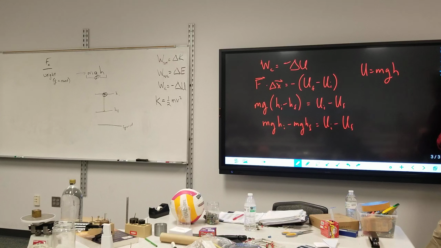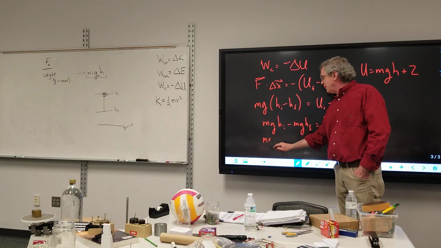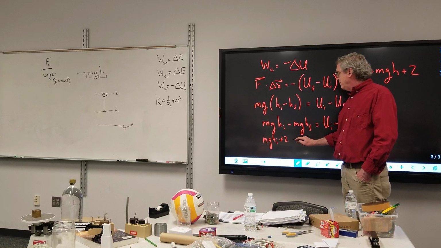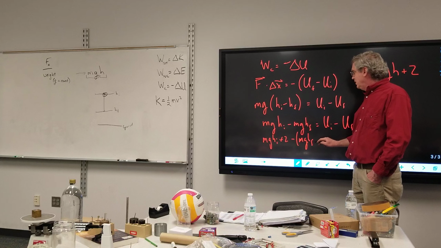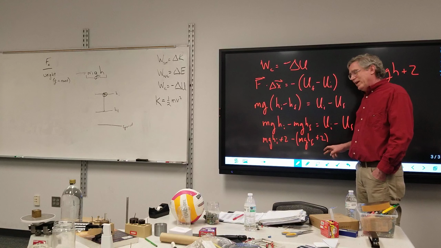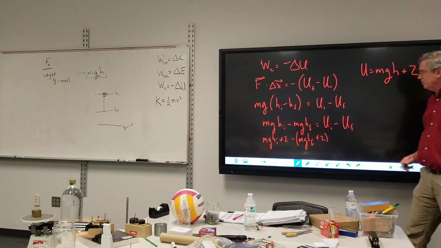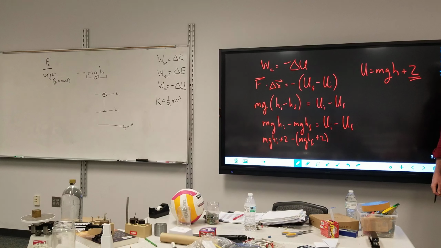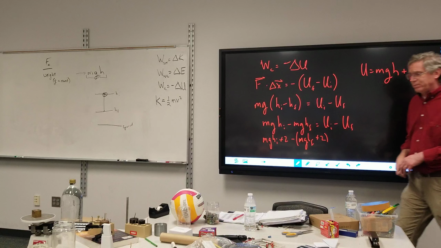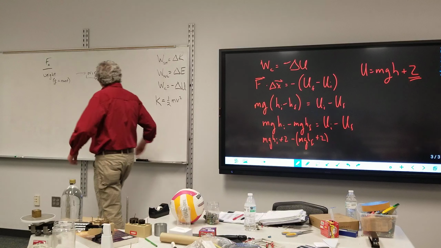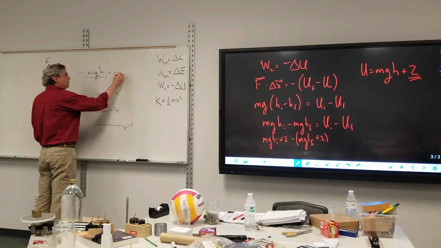Whatever the starting point is. In other words, there's just some constant. So I could add 2 to this and it still works, because this becomes mgh initial plus 2 minus mgh final plus 2. The 2's will cancel out because I got the negative here. So I can throw any constant at the end and it still works. So officially, the formula for potential energy really is mgh plus a constant.